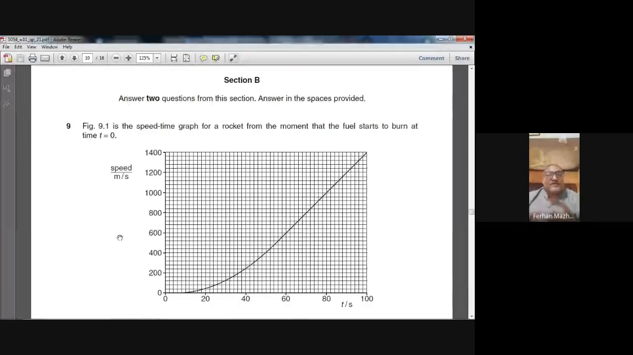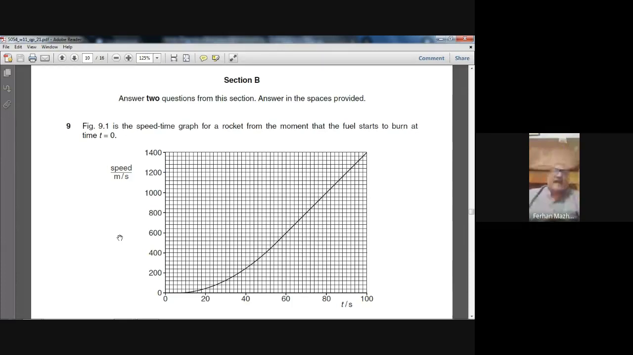If you look at this graph carefully, you will see that this is a speed-time graph. The time is in seconds on the x-axis, and the speed is in meters per second on the y-axis. The distance traveled will be the area under the graph, and the acceleration at any point will be equal to the gradient of the graph. These are the very basic things you should know about the speed-time graph.